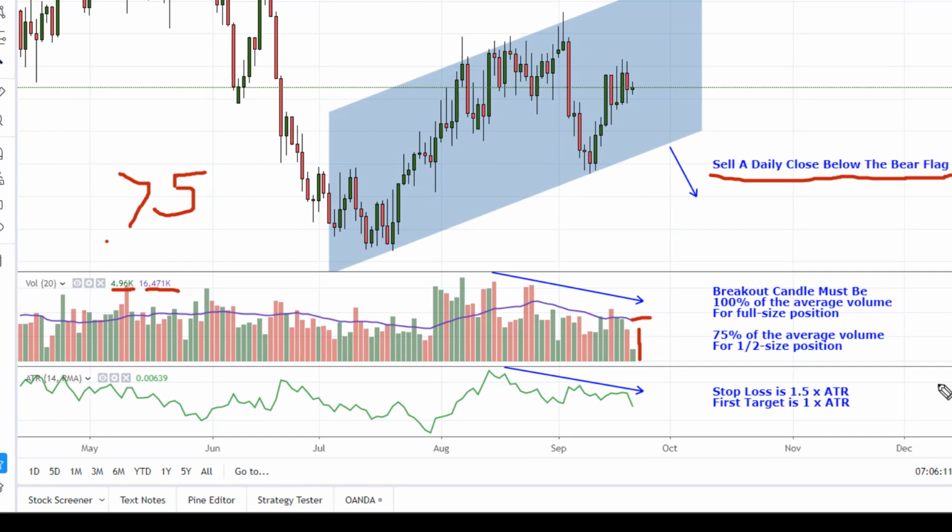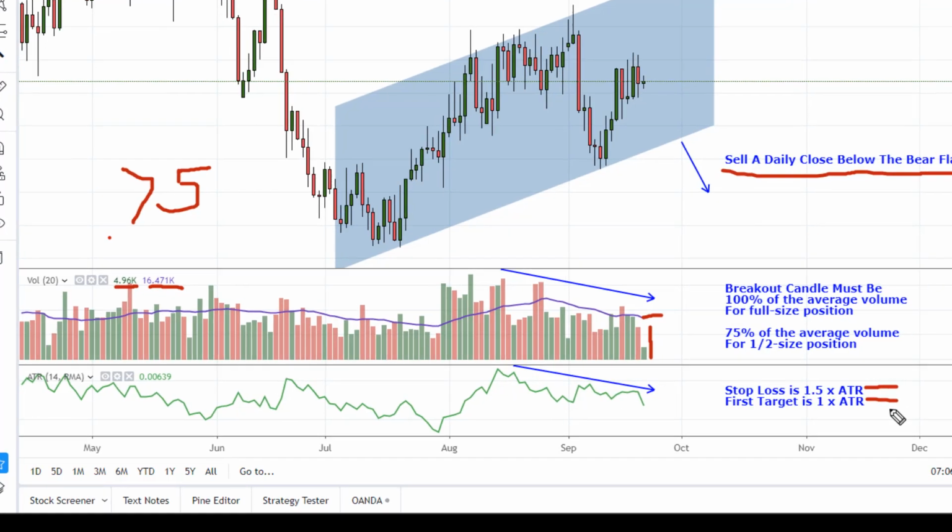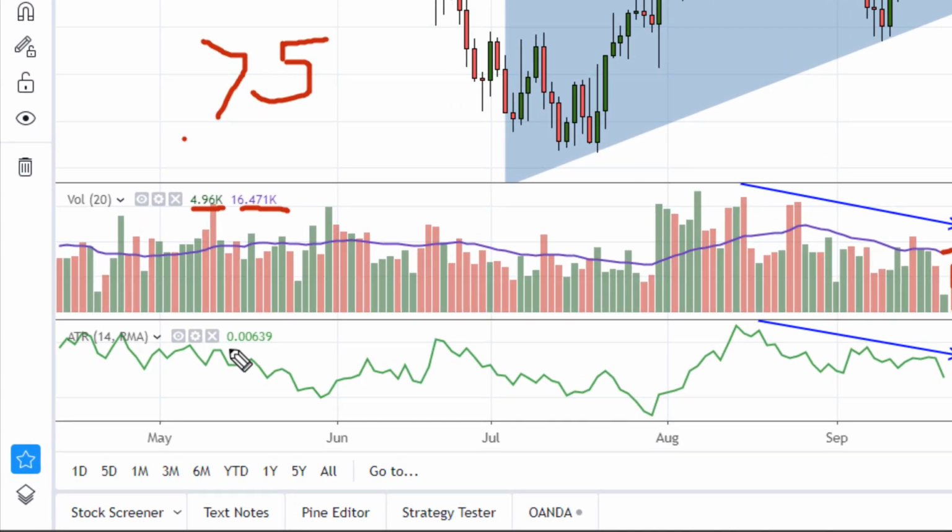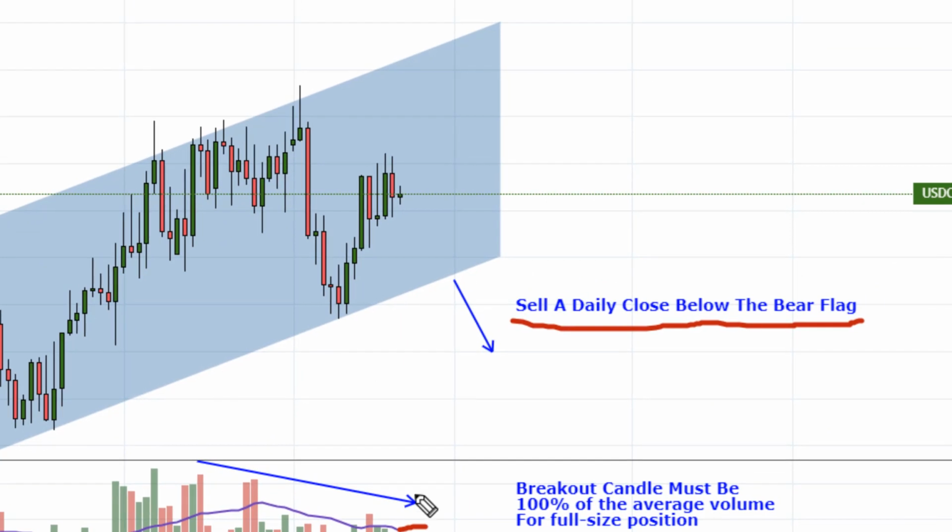The stop loss will be 1.5 times the ATR. The first target will be 1 times the ATR. So that means on the breaking candle, you'll look over here to find out what the ATR is. You'll multiply it by 1.5 to determine the stop loss, and you'll place that stop loss above the entry. So if the candle comes down here and closes, you'll measure from the close 1.5 ATRs up to the stop loss. Your target will be 1 ATR below the entry.